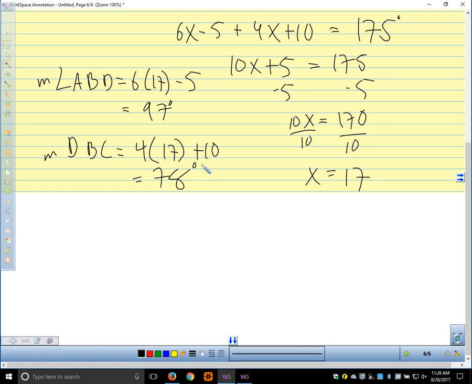And what should those two add up to? They should add up to 175 if we did everything correctly. 97 plus 78 equals 175? Yes. So I'm going to say check. We did our problem correctly. Just a way to check our work. All right, questions?